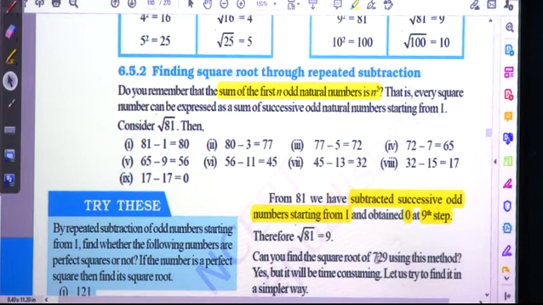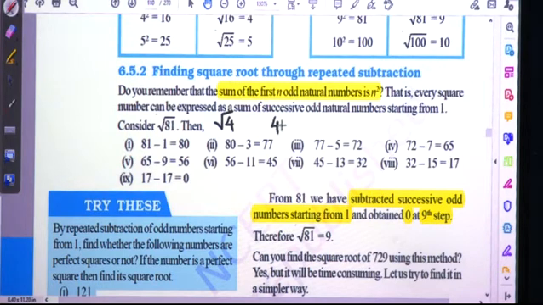Can you find the square root of 729 using this method? Yes, but it will be time consuming. Let us try to find it in a simpler way. Before that, we can do one more thing. Instead of 729, we can find the square root of 4.